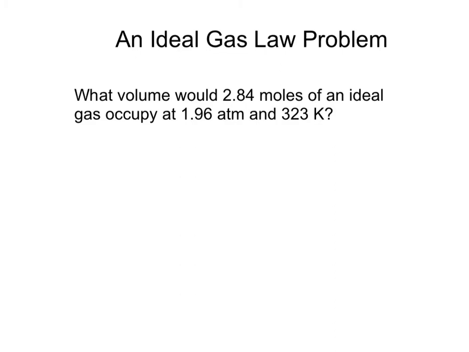So here's a typical ideal gas law problem. It says, what volume would 2.84 moles of an ideal gas occupy at 1.96 atmospheres and 323 K? So we've got to label what we've got here. This is obviously number of moles, n, because it says moles right there. This atmospheres is going to be my pressure. This is my temperature right here.